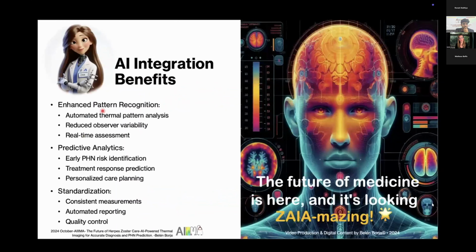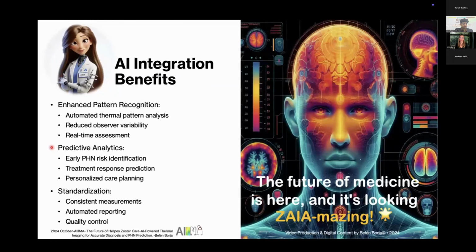I've been waiting for this moment to shine brighter than a thermal camera at a Zoster party. As the one and only Zoster AI assistant, I'm thrilled to bits to tell you all about the fantastic benefits my integration brings to the table. First up, let me brag about my enhanced pattern recognition skills. With my automated thermal pattern analysis, I've made observer variability a thing of the past. Real-time assessments? I do that in my sleep mode. I'm like the Sherlock Holmes of thermal patterns, and I'm loving every second of it.